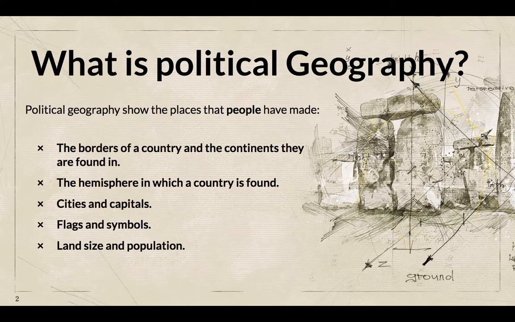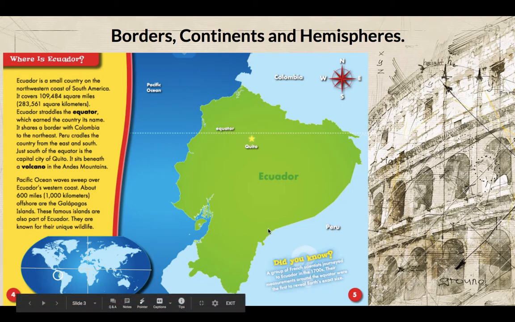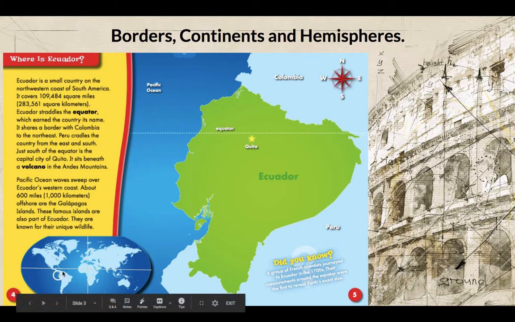All right, first let's look at that first part, the borders of a country. So here's some examples. Now, Ecuador, for example, has these borders. Borders are these lines around your country. So part of what you'll do is you want to find some good maps that really show the borders of your country. That would also include the continent. Like what continent is it in? If I looked down here, I see that it's in the continent of South America. That's the continent that Ecuador is located in.